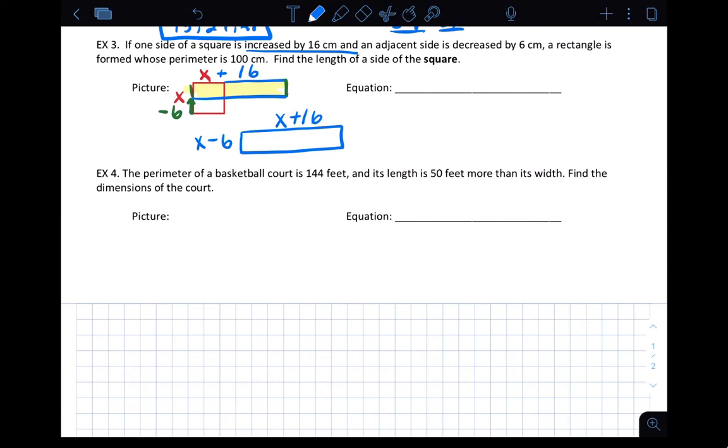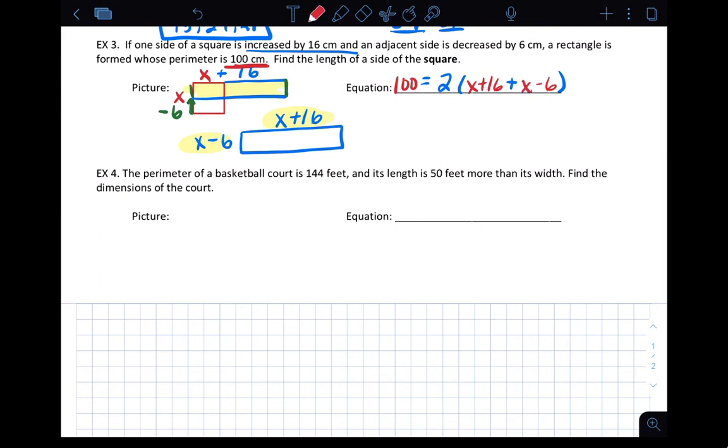Now let's write an equation to help me find out the value for x so that I can eventually find the length of the side of the square. So my equation, again, because it's a rectangle, we're going to use 2 times length plus width. Well, let's substitute stuff in that I know. I know the perimeter of this is going to be 100, says it right there. The length of this, I'll say, is going to be x plus 16. And the width of this is going to be x minus 6.